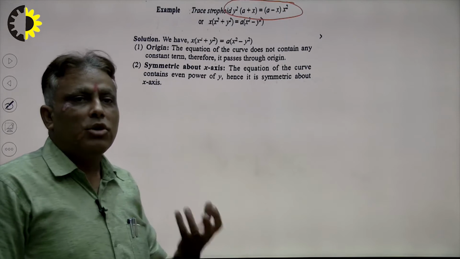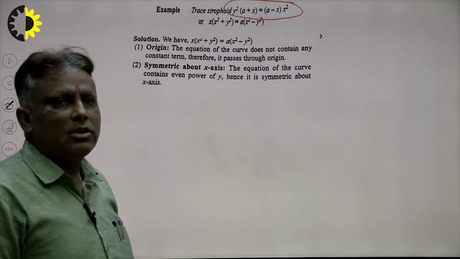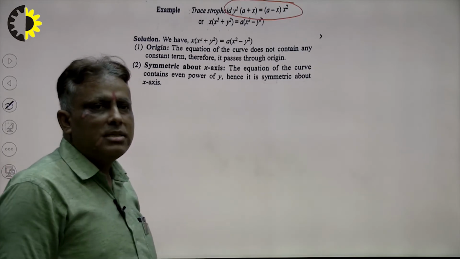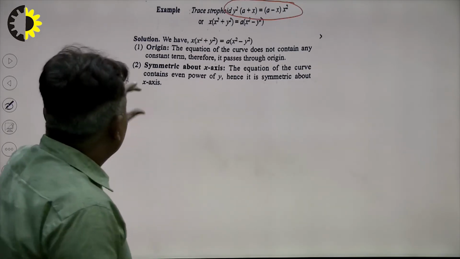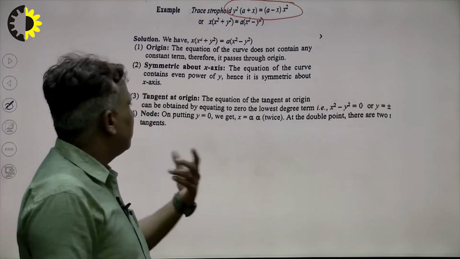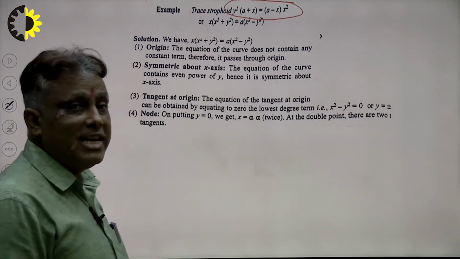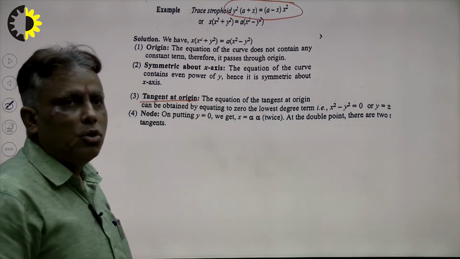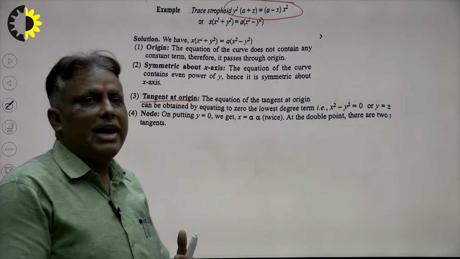The curve passes through the origin. How to calculate the tangent at the origin, right? We have just now seen the curve is symmetrical about the x axis, and the given curve is passing through the origin. First symmetry, second origin, then the tangent at the origin, that is the most important. How to calculate? Equating to 0 the lowest degree terms of the curve at the origin.